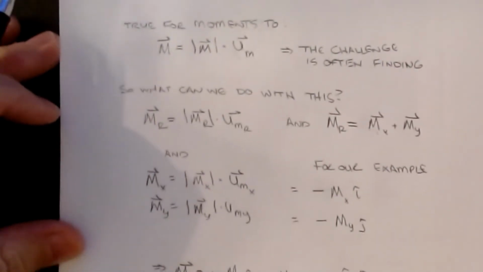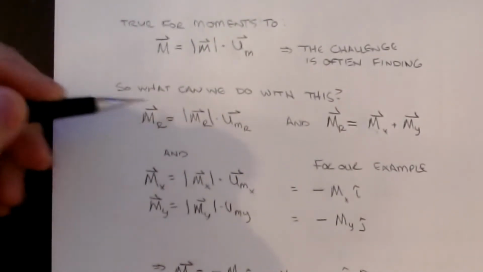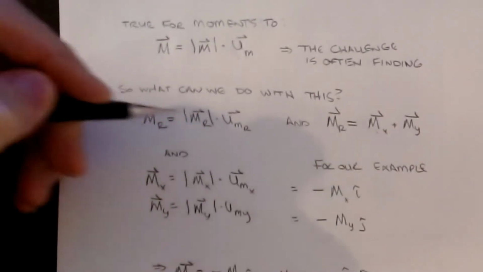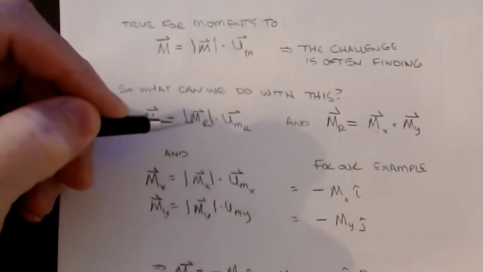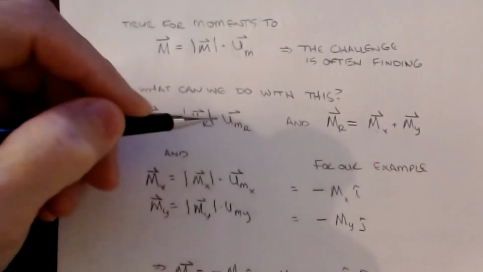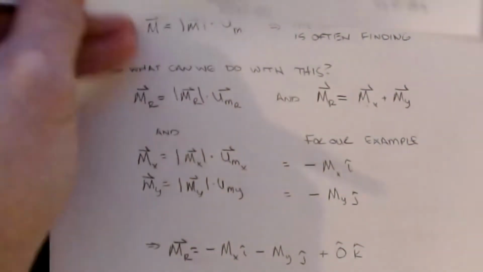Okay, so now if we look at this, what can we do with it? Let's take that first moment, the moment resultant. Even though I don't know their values, we can start to set this up: the magnitude of the vector dotted into some unit vector that tells me its direction.